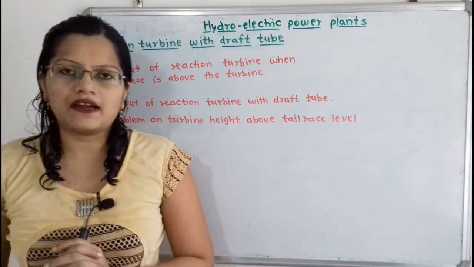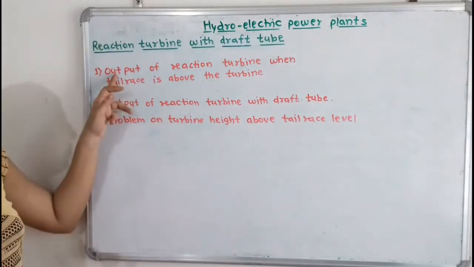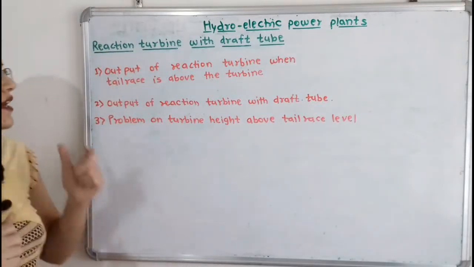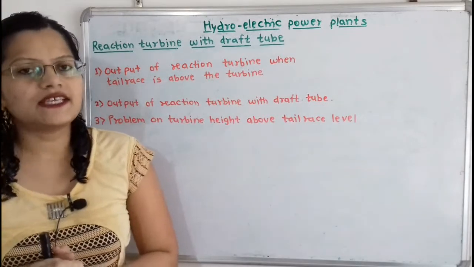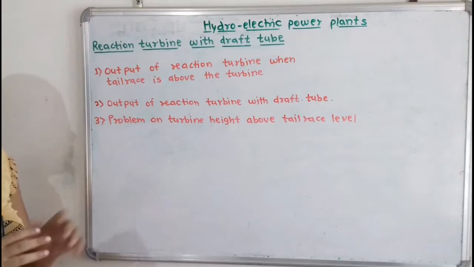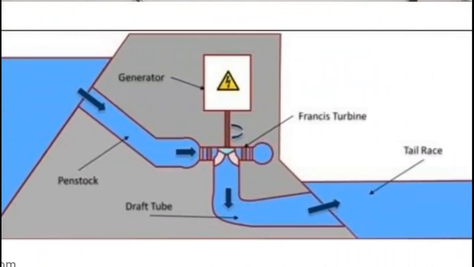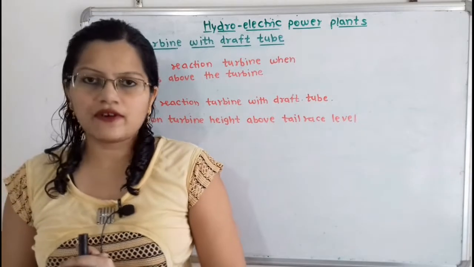In the first part, we will understand the output of reaction turbine when tailrace is above the turbine. In the second part, we will find out the output of reaction turbine with draft tube. And in the third part, we will solve a numerical and calculate the turbine height above tailrace level. Now we will move to the first part.